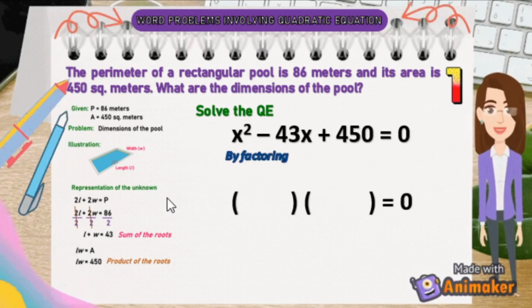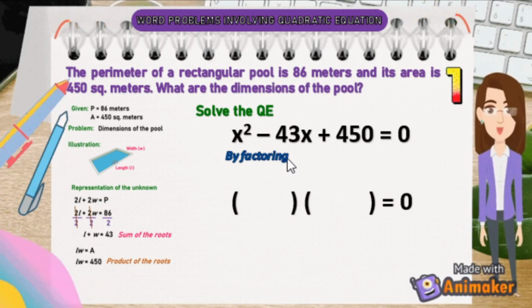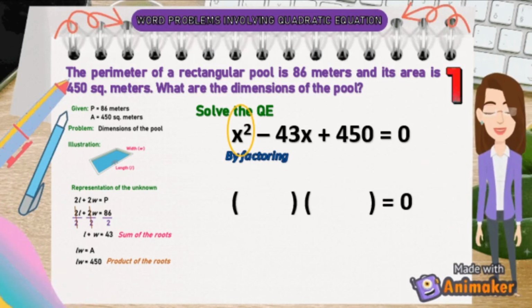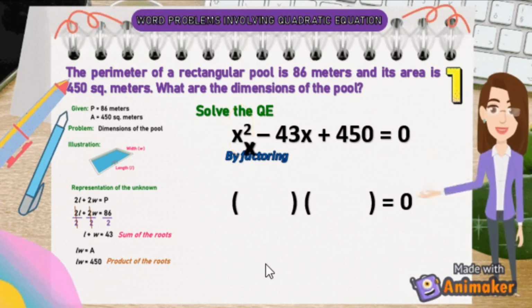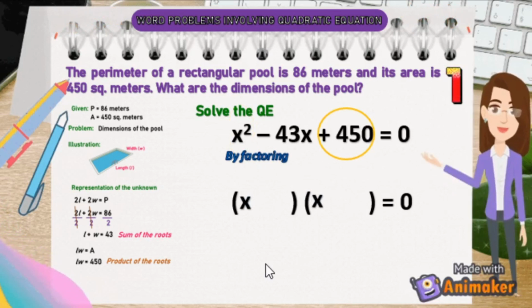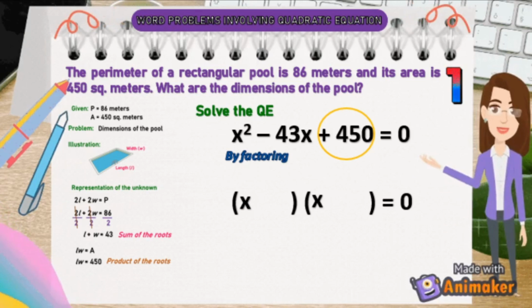So, syempre, magkakaroon tayo ng dalawang binomials. And para makuha natin yung mga terms na ilalagay natin sa ating binomials, tignan natin yung first term which is x squared. Anong factor ng x squared? X times x. And then, tignan natin yung last term o yung ating constant term which is 450.